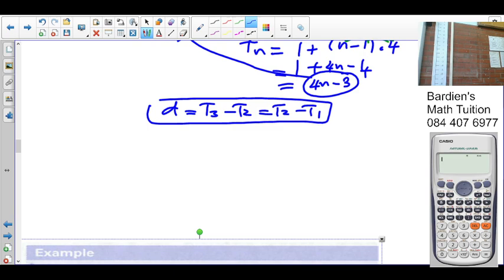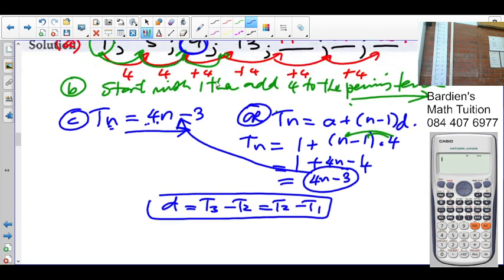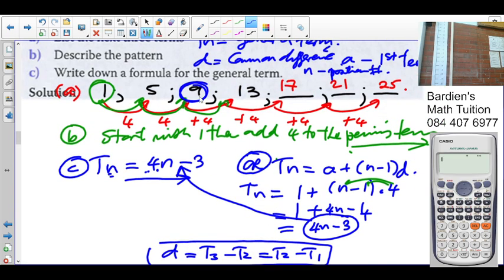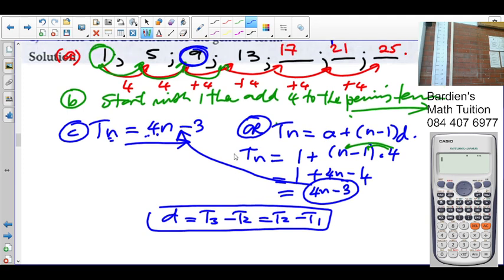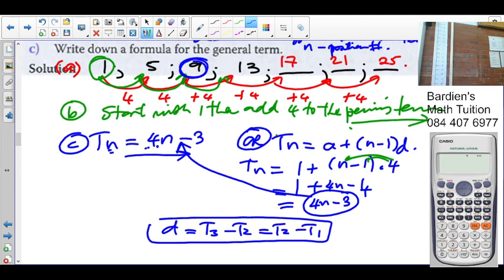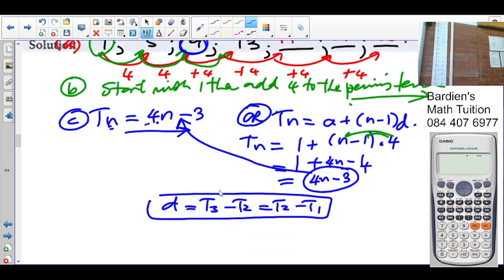Because what is term 3 minus term 2 from here? 9 minus 5. Can you see that? And 9 minus 5 is 4. And what is 5 minus 1? 4. Can you see? Both are 4. So it's a common difference. That's the condition that has to be met.